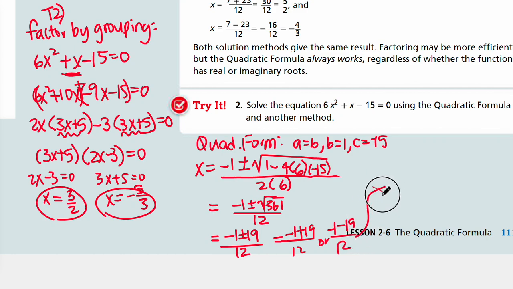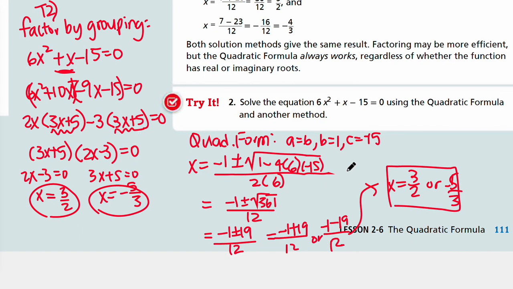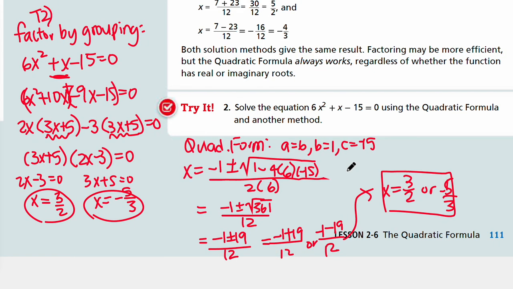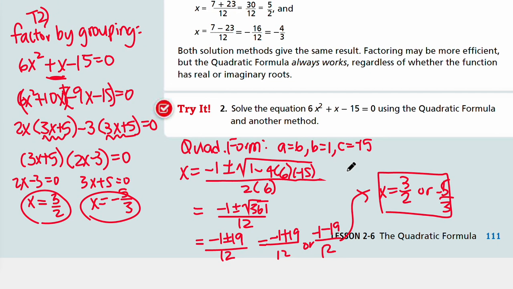And so ultimately you'll get the same answer, where it's 3 over 2 or negative 5 over 3. So it's still the same answer, it's just different methods. So check if you got the right answers. Check if you had all the steps correctly and you got the same answers for both methods. Okay, so if you got them correctly, good job. We'll continue with example 3 in the next video.